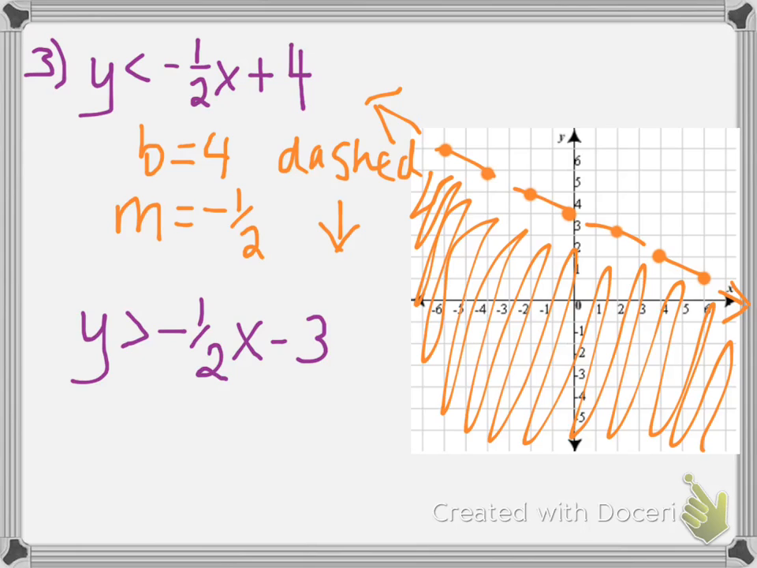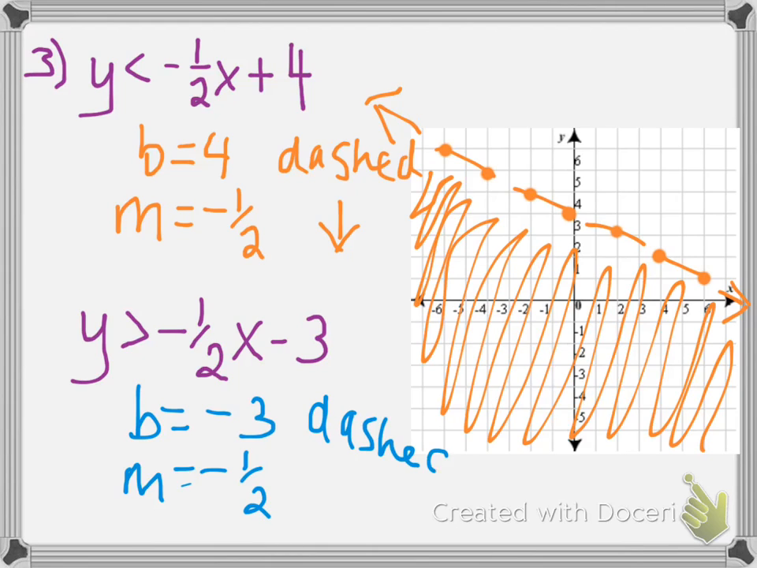Your second line, b is -3. M is -1/2. It is also dashed, but you are shading above.